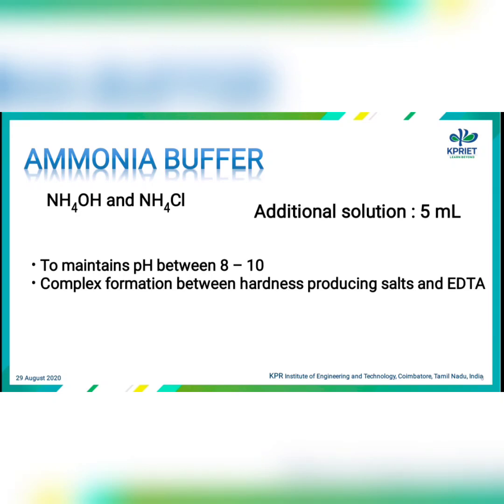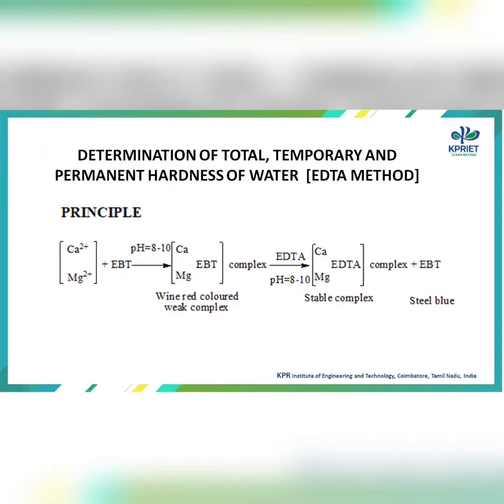The principle behind this experiment is simple. Calcium and magnesium salts are the hardness producing salts. On adding 5 ml of ammonia buffer solution and 3 drops of EBT, a weak complex is formed between EBT and the hardness producing salt, giving it a wine red color.